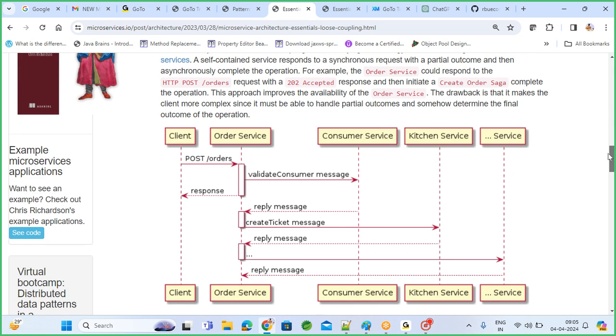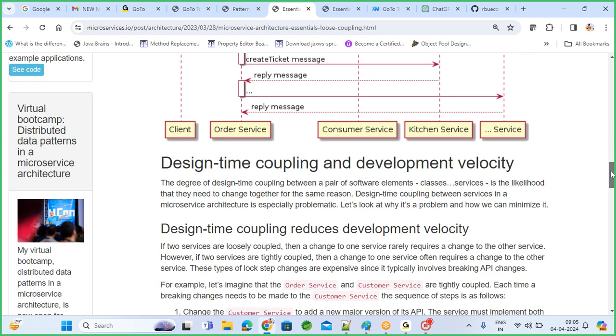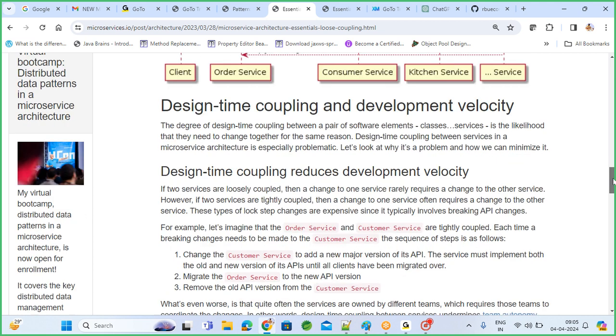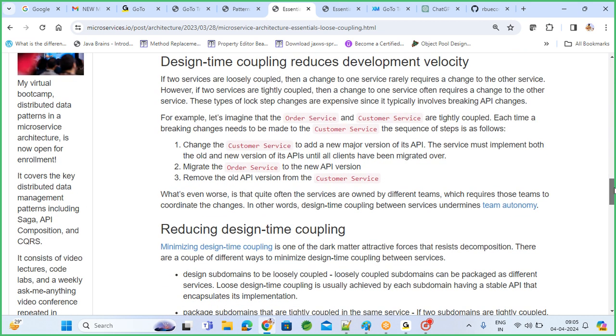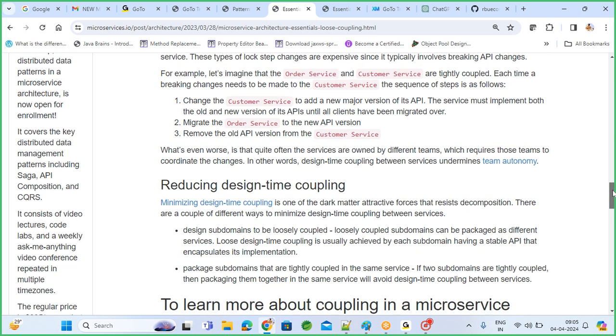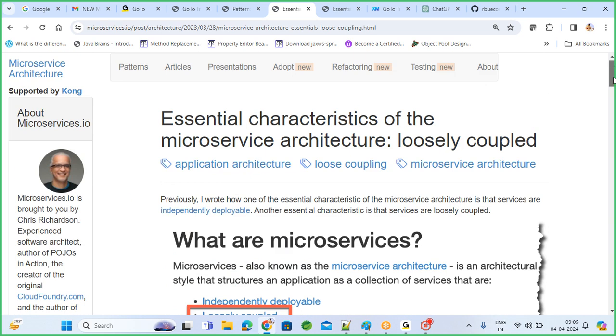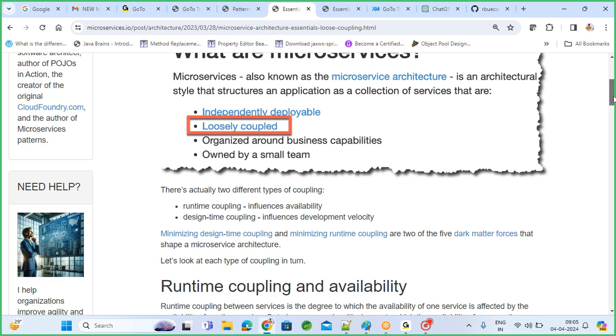Reduce runtime coupling, design time coupling and development time velocity. Design time coupling, change customer service to reduce design time coupling, and so on. Anything it can be.